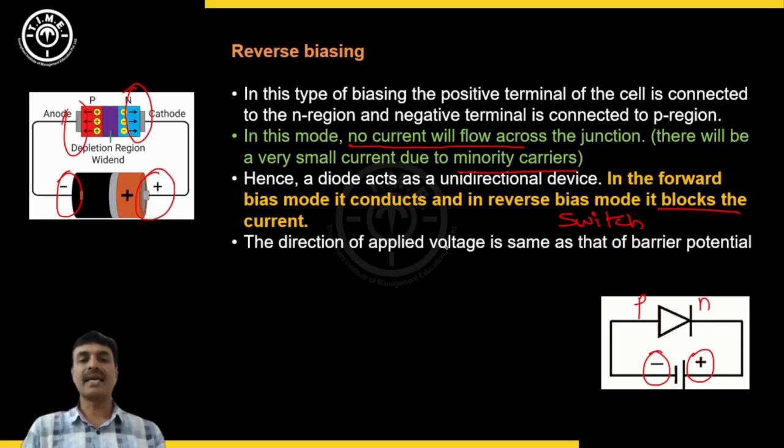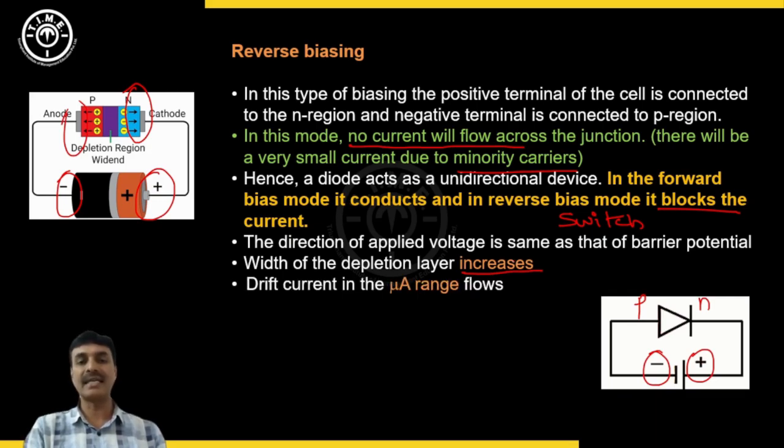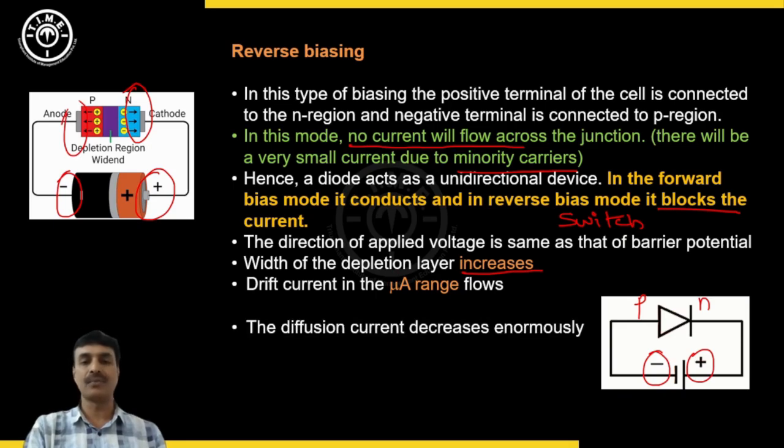Okay, next. The direction of applied voltage is same as that of the barrier potential in reverse biasing, and width of the depletion layer increases in this case, whereas in forward bias mode, width of the depletion layer used to decrease, but here it is increasing. The drift current is in the order of microamperes. Very small current will be passing through the diode. If it is an ideal diode, in the case if question says ideal diode, you can take it as current is equal to 0. The diffusion current decreases enormously in reverse bias mode.